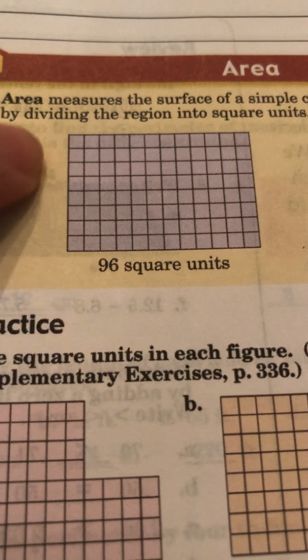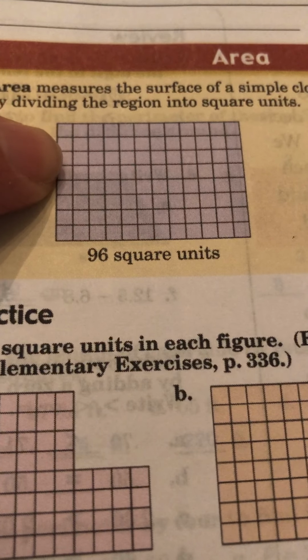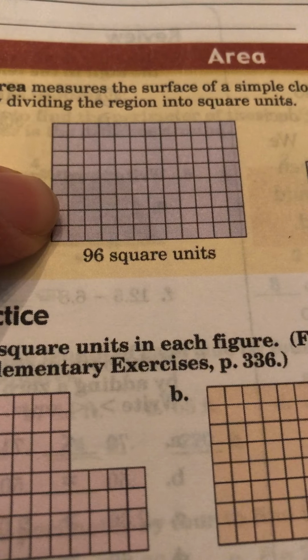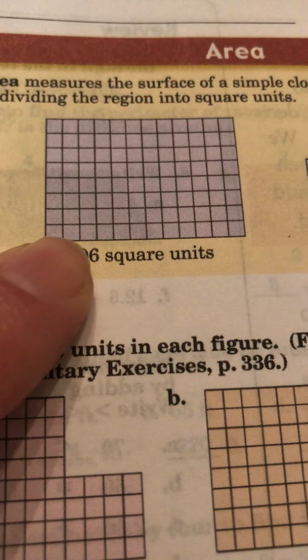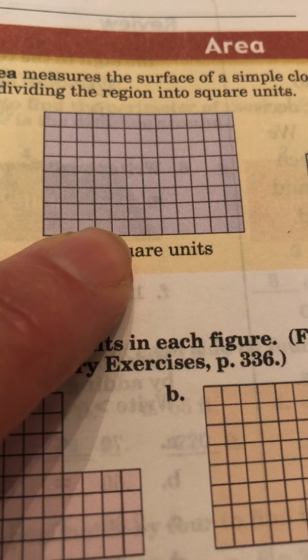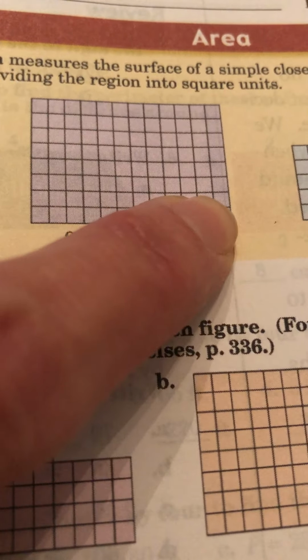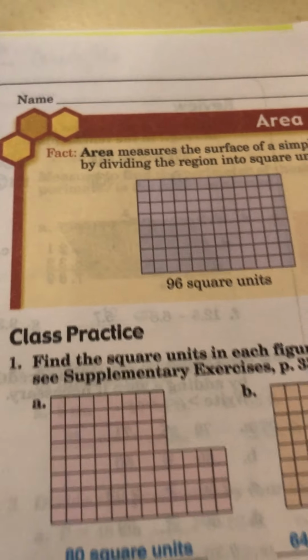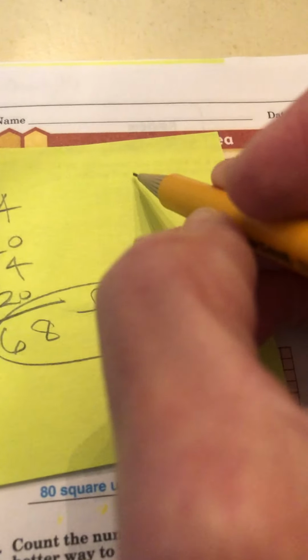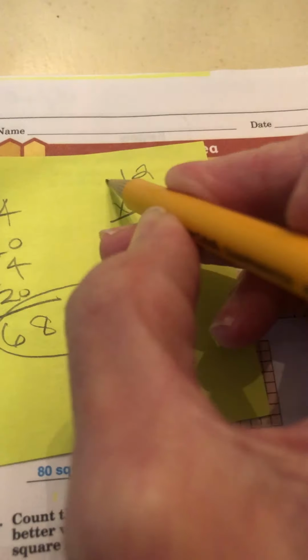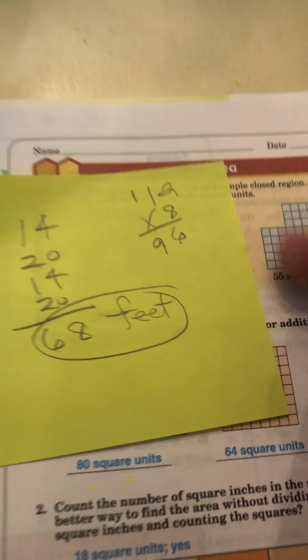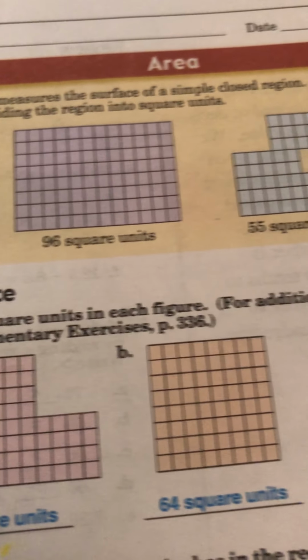Now, how I would count them was I would say 1, 2, 3, 4, 5, 6, 7, 8. Then I would say 1, 2, 3, 4, 5, 6, 7, 8, 9, 10, 11, 12. And then I would say, okay, let's see here. I've got my little scratch paper. I would say 12 times 8. Some of you might already know this. That would be 96. So guess what? That is the answer. Okay?